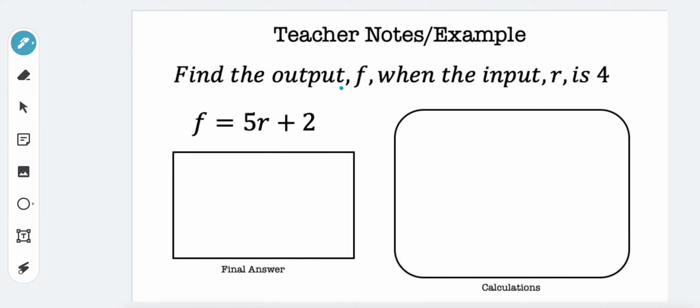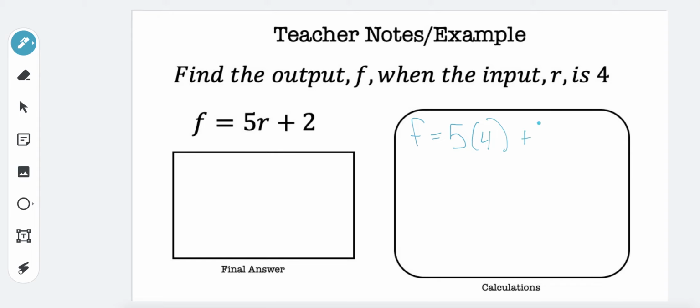It says find the output f when the input r is 4. So what that means is that this r variable is going to be 4. All right. So we're going to rewrite the function as f equals 5. And then remember, 5r means 5 times r. So this is going to be 5 times 4. And then we're going to add 2.